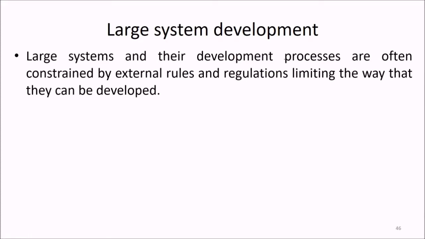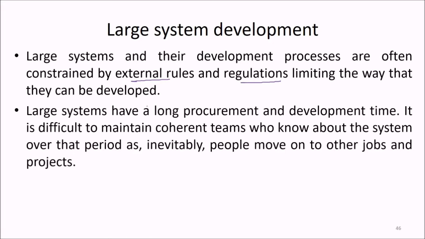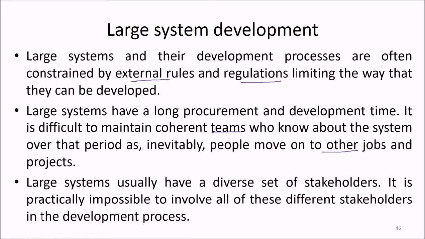Large systems and their development processes are constrained by external rules and regulations that limit the way they can be developed. Large systems have a long procurement and development time. It is difficult to maintain coherent teams who know about the system over that period, as inevitably people change jobs and move on to other projects. Large systems usually have a diverse set of stakeholders, so it is practically impossible to involve all of these different stakeholders in the development process.